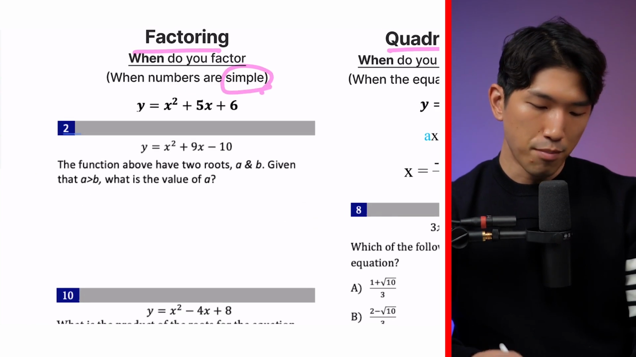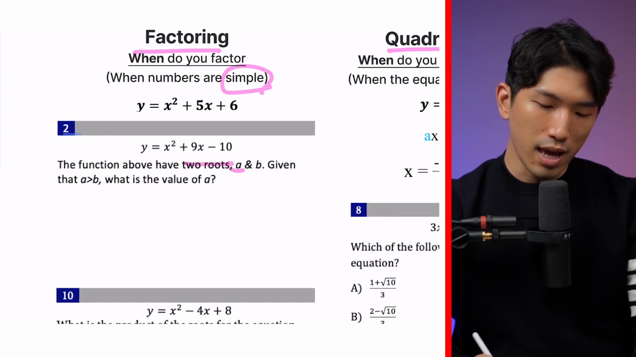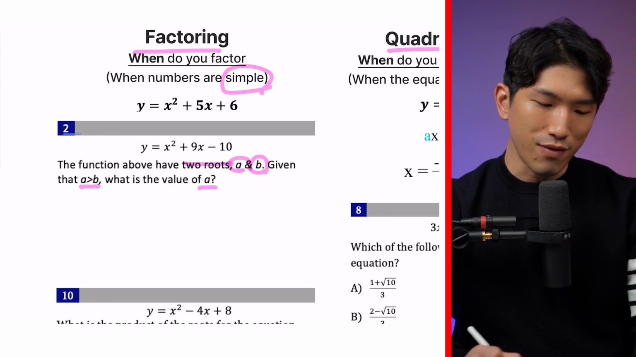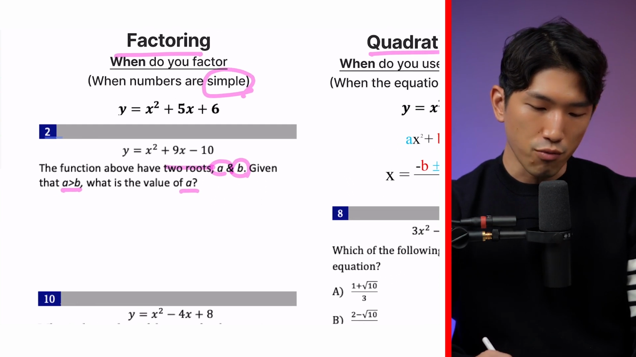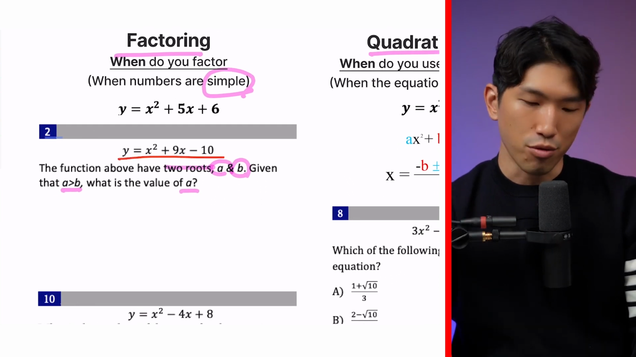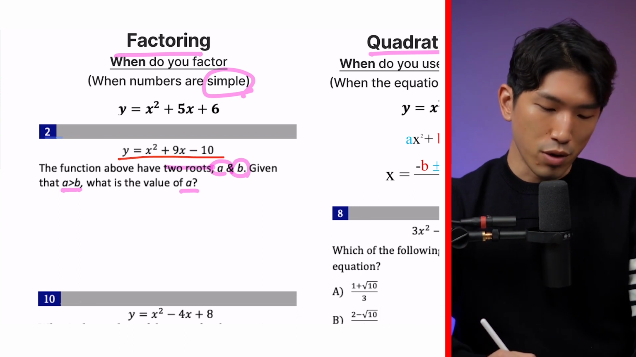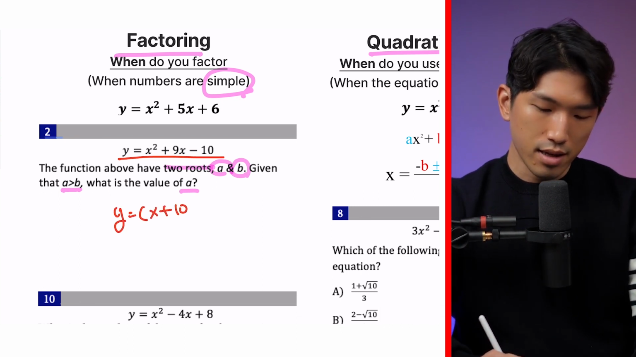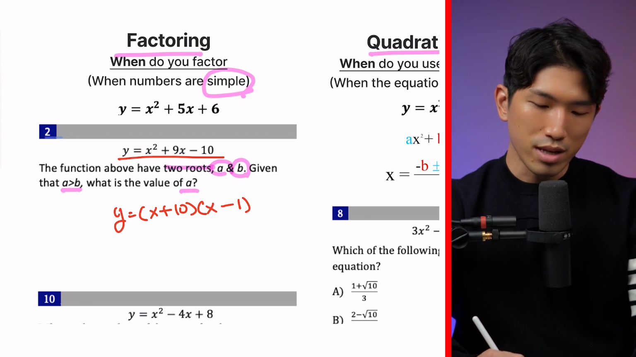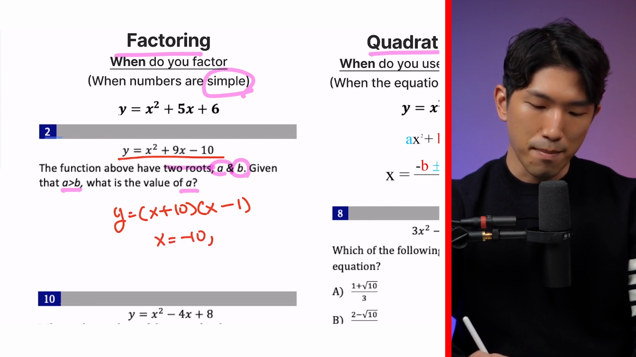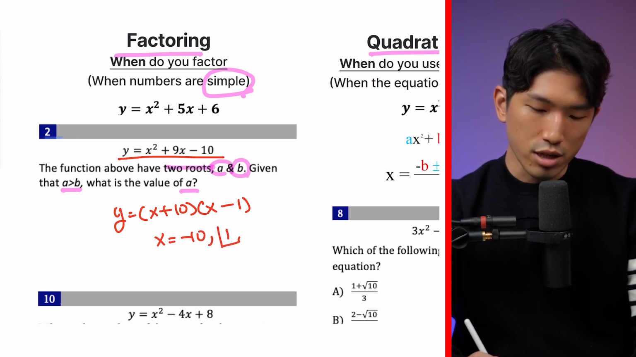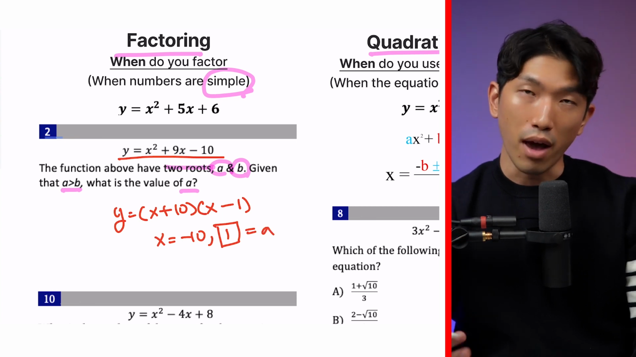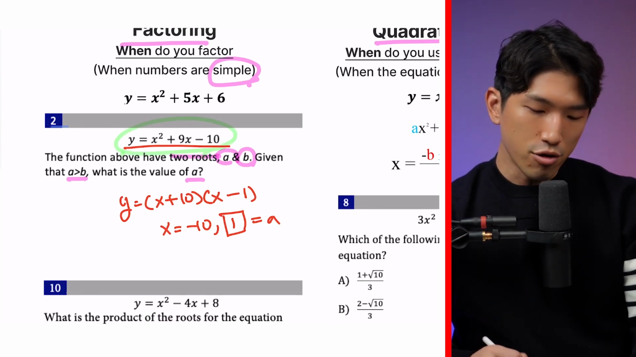So let's take a look at this example. The function above has 2 roots, a and b. Given that a is greater than b, what's the value of a? Looking at this equation, we know that it is obviously factorable. Numbers are looking nice and clean, so I'm just going to quickly factor into (x - 10) and (x - 1), which means our roots are going to be at -10 and +1. Of the 2, 1 is greater, which means that's going to be the value of a. So when the numbers are looking nice and clean, you simply factor them.